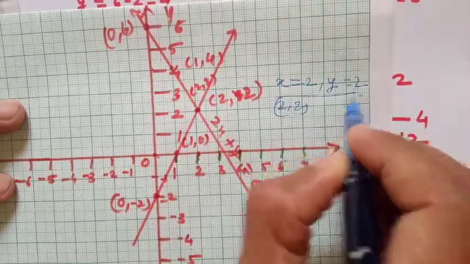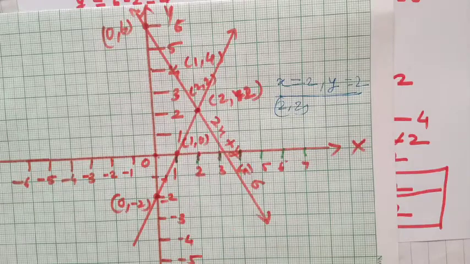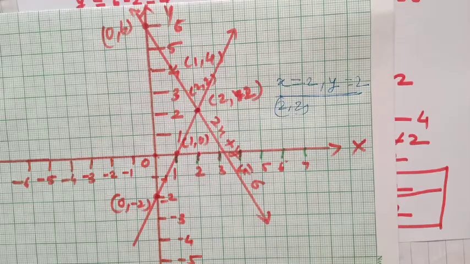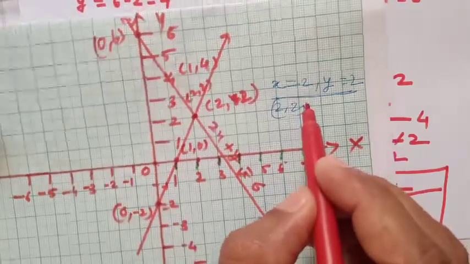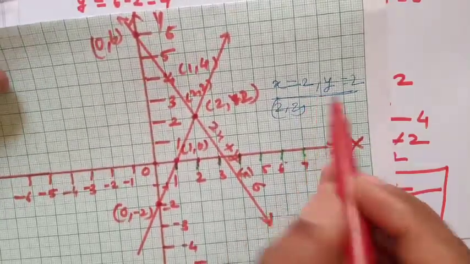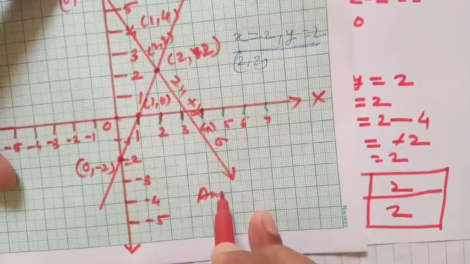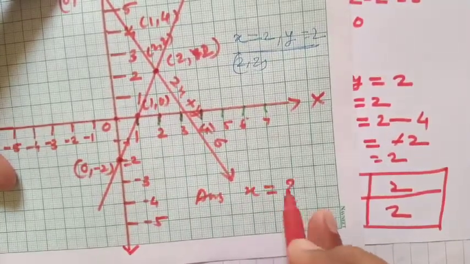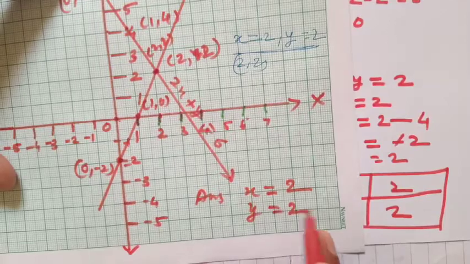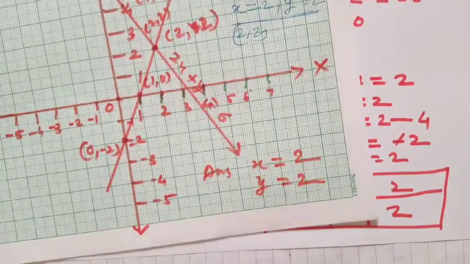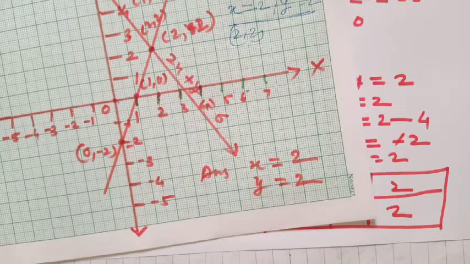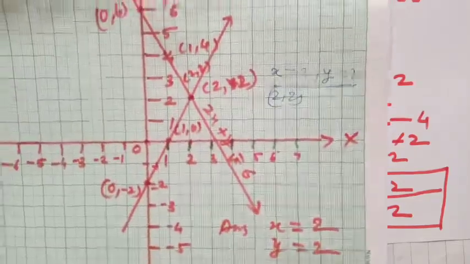I think this is the solution. What do you think? It is the solution for that pair of linear equations. So the solution of the pair of linear equations will be x is equal to 2 and y is equal to 2. Okay, thank you. I think you understand it very well.